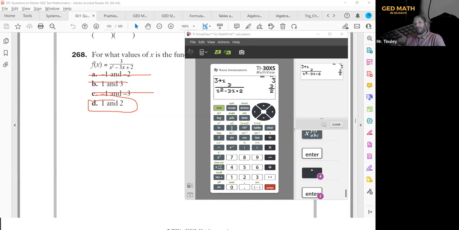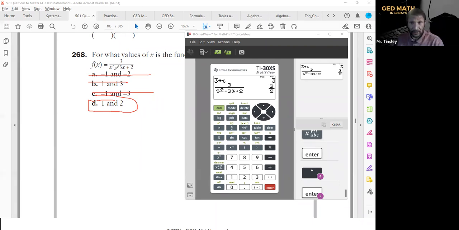Most people would get this problem wrong. Most people wouldn't even know where to start because they see this x squared. Oh my God, is this a quadratic equation? What do I do? Oh my God. And they wouldn't even know what to do. But they gave you the answers.